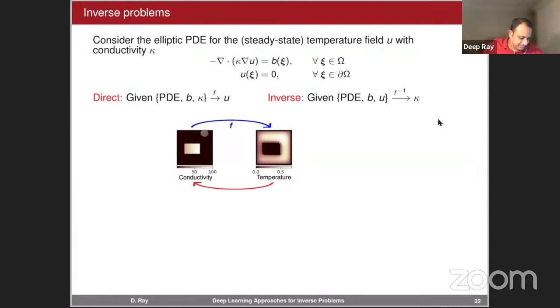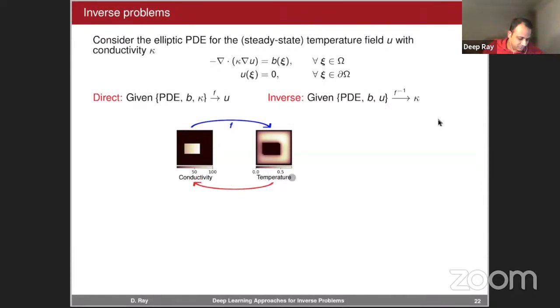So for instance, suppose your conductivity looks like this, which has got some constant value in the background and has a rectangle which has a linear value going from 50 to 100. So starting from this kappa and this PDE, you want to find what the temperature field is. That's fine. The inverse problem would be if you're given the PDE, you're given the source term, and given the temperature field, you want to infer what the underlying conductivity field looks like, right? That means solving the inverse problem over here.